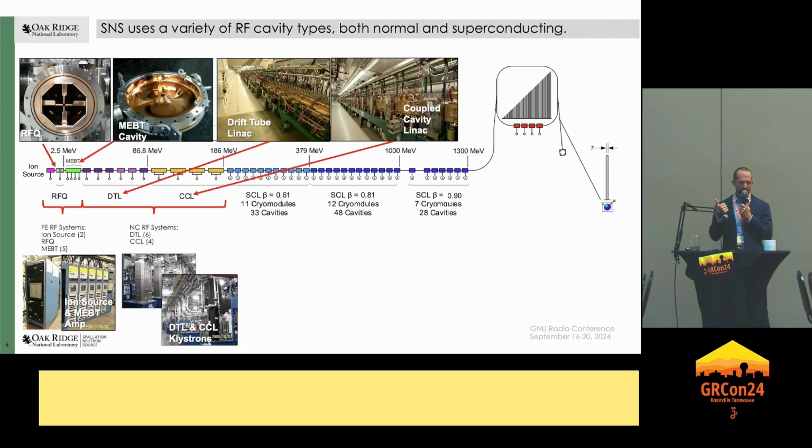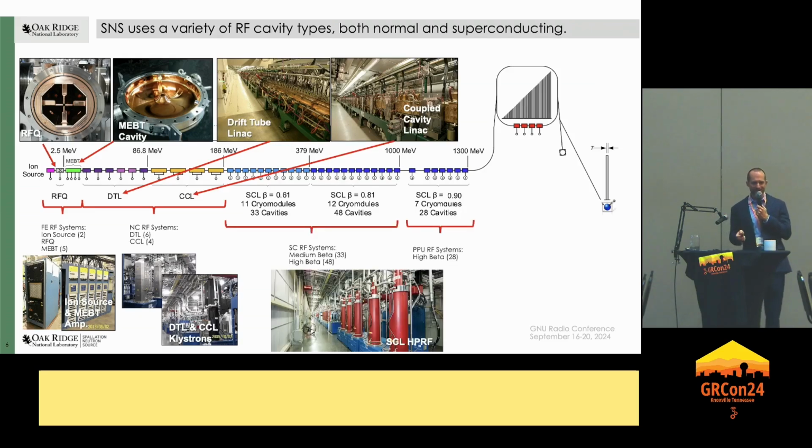Once we exit the MEBT, the true acceleration starts. Now, the drift tube Linac that I just mentioned a few minutes ago, and then our coupled cavity Linac, and I'll give you some more details on those in a couple of slides. And then finally, the bulk of our RF systems reside in our superconducting Linac, and that is also where we get the majority of our energy gain.